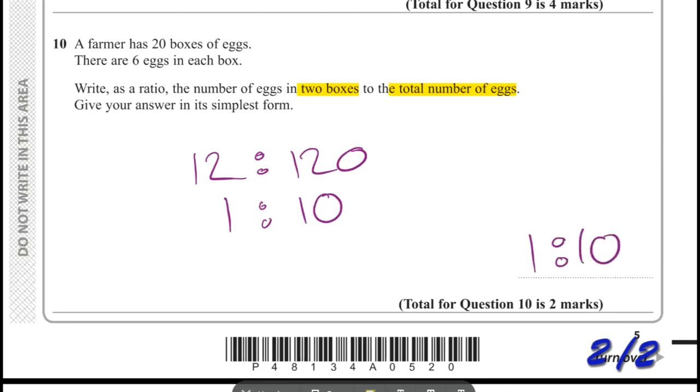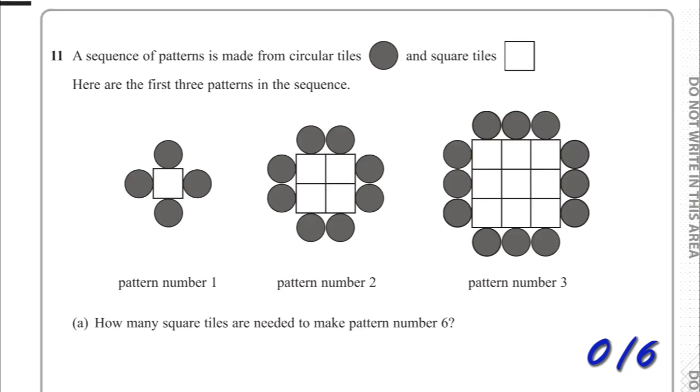to 10. Question 11. A series of patterns is made from circular tiles and square tiles. Here are the first 3 patterns, and we need to find out how many square tiles are needed to make the 6th pattern. So looking at the square tiles, in pattern number 1 we've got 1, pattern number 2 we've got 4, pattern number 3 we've got 9 square tiles.